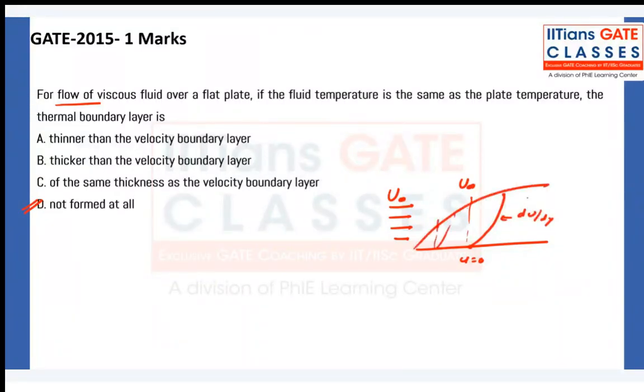Because if velocity is 0, then it will not form. If the fluid is not moving, then it will not form. If the fluid is moving with a velocity, then of course at the surface velocity will be 0. Away from the surface, velocity will have a finite value. So if velocity gradients are there, then it will actually form a hydrodynamic boundary layer. Okay, we have to do this.